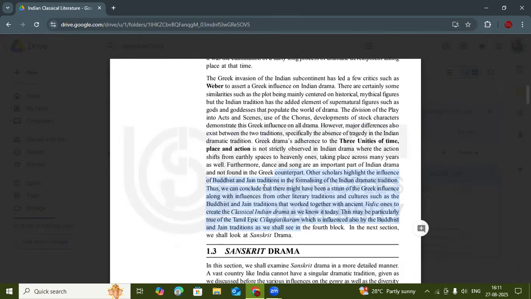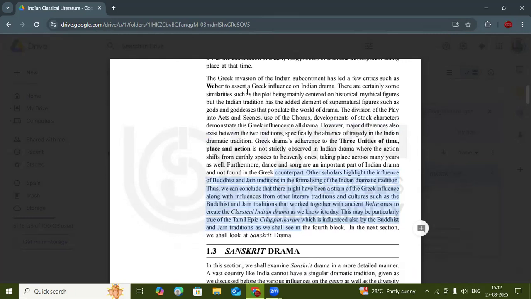This may be particularly true of the Tamil epic Chilapadikaram, which is influenced also by the Buddhist and Jain traditions, as we shall see in the fourth block. So, in the fourth block, we are going to study another work called Chilapadikaram. It's a Tamil epic, and it also may have got this influence. In the next section, we shall look at Sanskrit grammar. Shall I read it once?